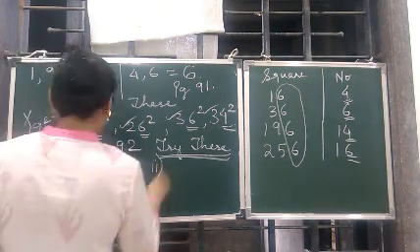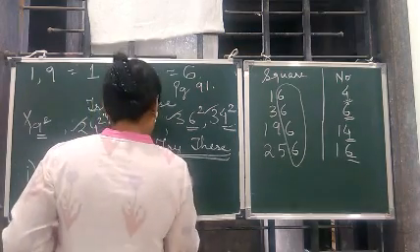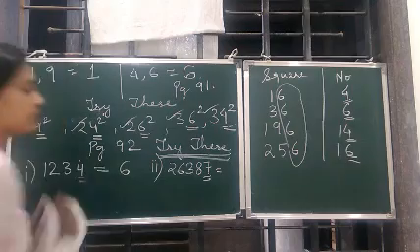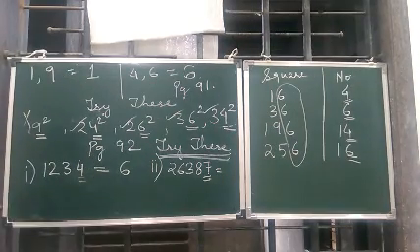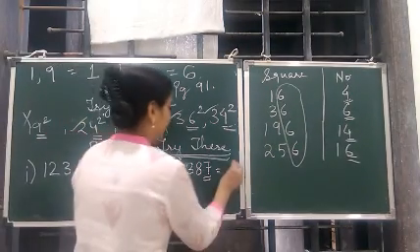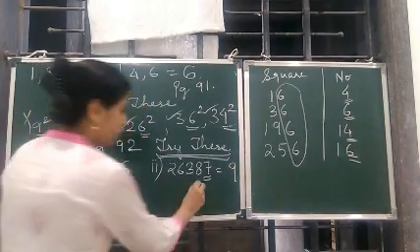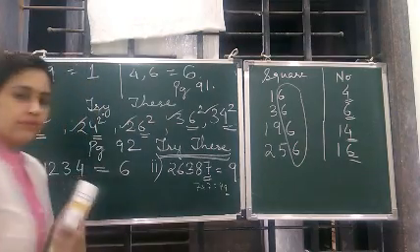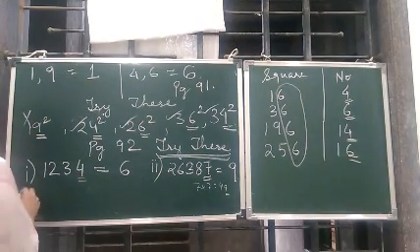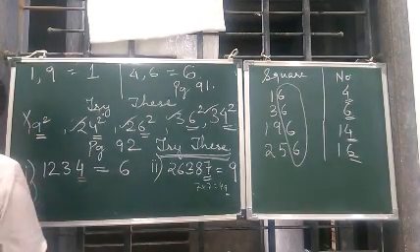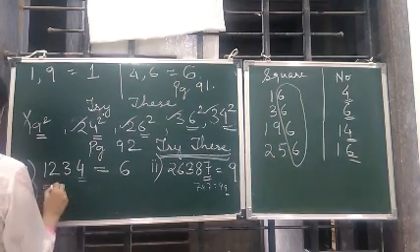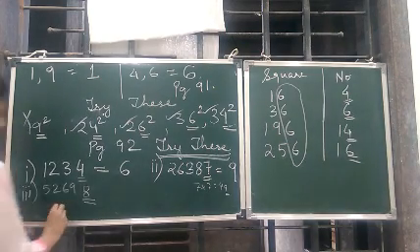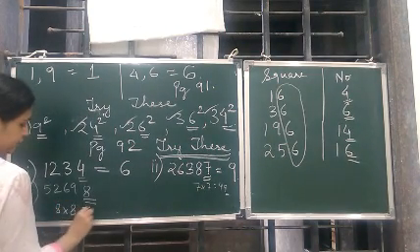Then for the second one, 2 6 3 8 7. Last digit 7, 7 sevens are 49. Yes, the last digit will be 9. Similarly, third one, 5 2 6 9 8. Last digit is what? 8. So 8 eights are 64.